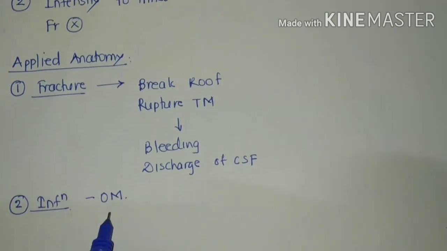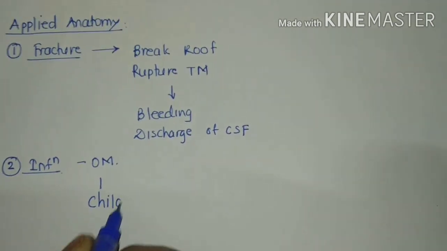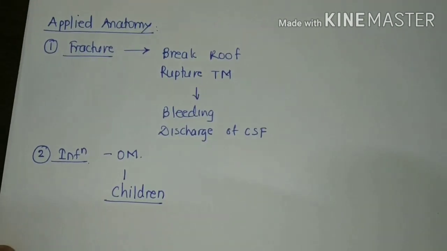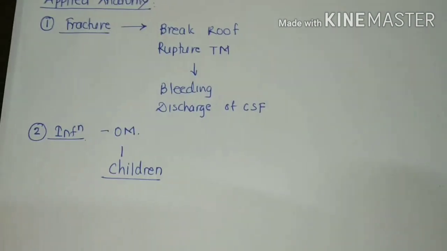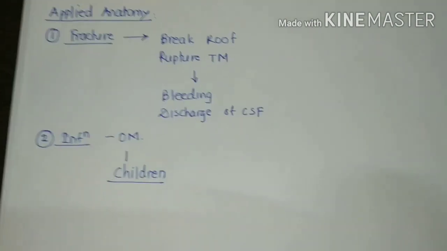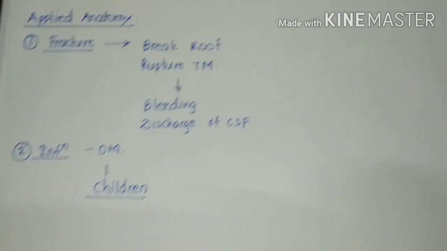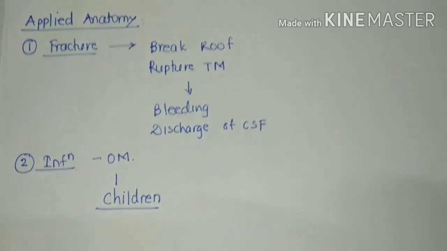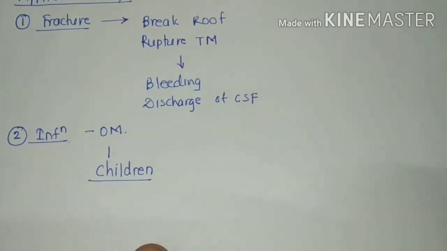Otitis media is more common in children than adults because the auditory tube is short and more or less horizontal, thus providing easy access for infection of the middle ear from the nasopharynx. Clear? So this is regarding the infection.